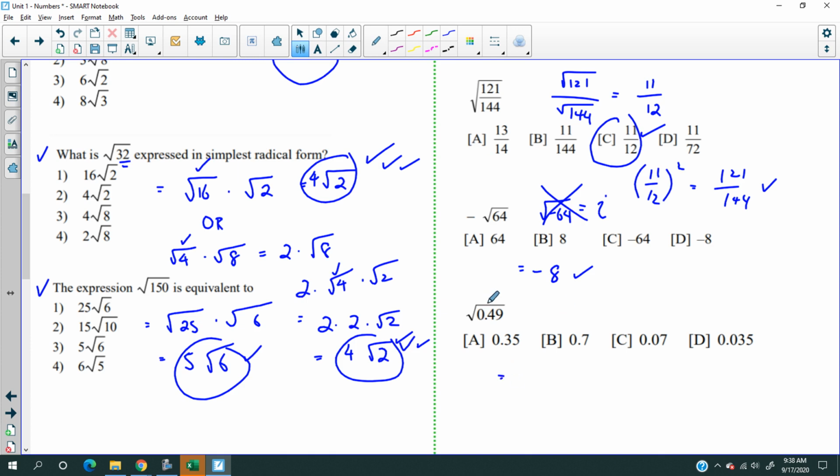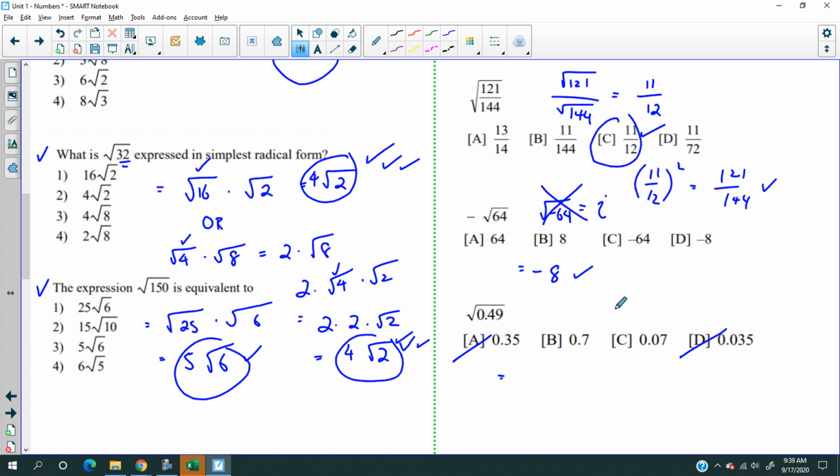Oh, I really like this one, actually. One of my favorites. This one, how are we doing on time, by the way? Yeah, we're good. Okay, so square root of 0.49. Again, don't get thrown off by the decimal, okay? Because now what you really got to think is, what times what gives you 0.49? Now, think about it first. What times what gives you 49? Yeah, 7, right? So you know it's not these guys, not A and D, right? So it's 0.7, 0.07.